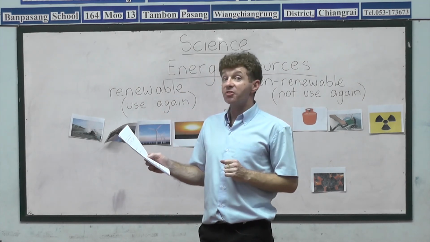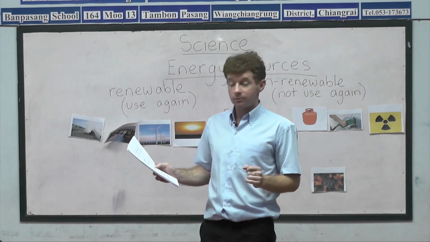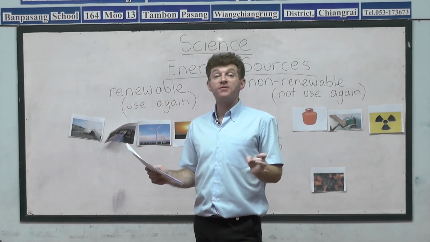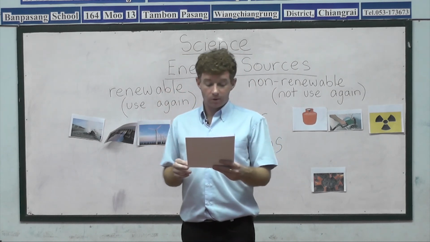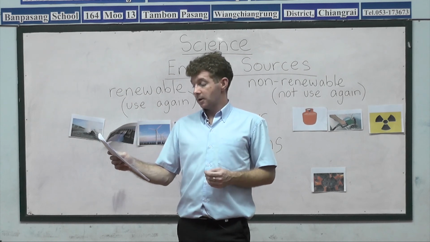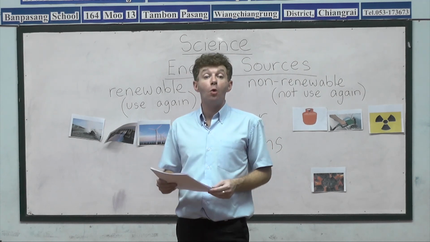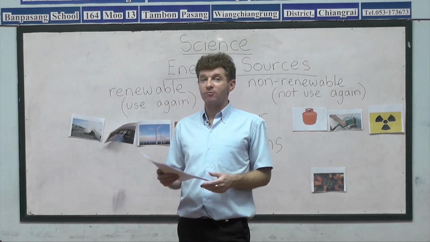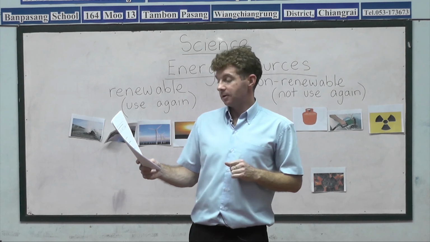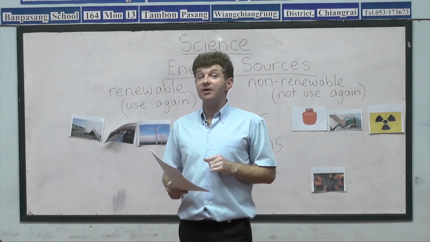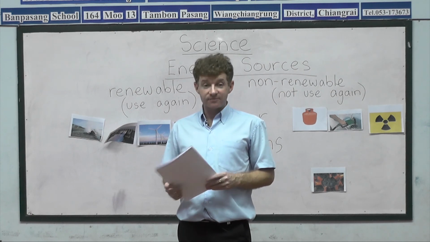Number 3, geothermal power stations use heat energy from deep inside the earth. Number 4, fossil fueled power stations use fossil fuels such as coal to generate electricity. And number 5, solar power stations use energy from the sun to make steam. Excellent, guys, well done.